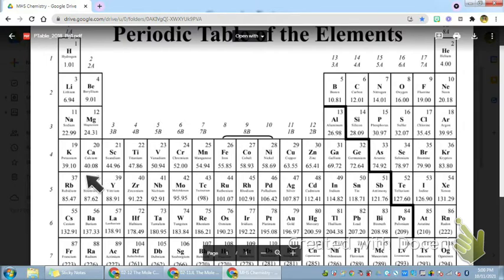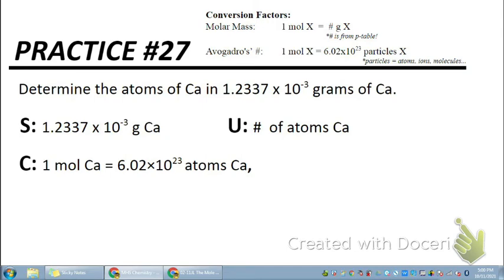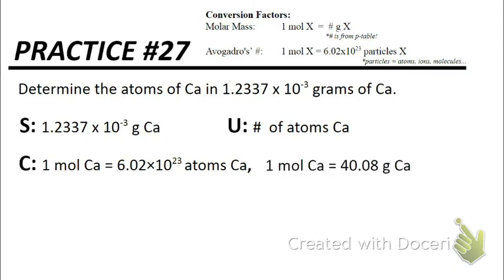So if I were to ask you, how much does 1 mole of calcium mass out to be? It would be 40.08 grams. So we're going to be using this value here, 40.08. We're going to plug that into our conversion factor, and we end up with this: 1 mole of calcium is equal to 40.08 grams of calcium. Now, we can go ahead and set up and solve.